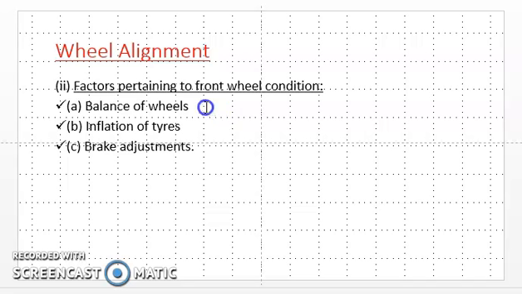I think it is sufficient. In the next video we are going to learn two concepts, that is slip angle and understeer oversteer.